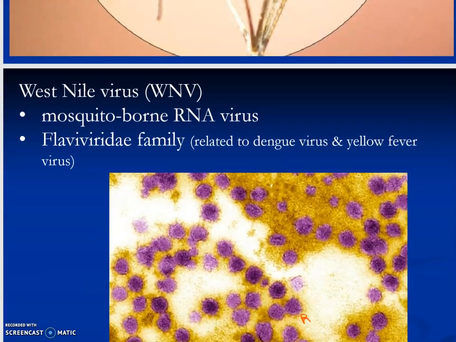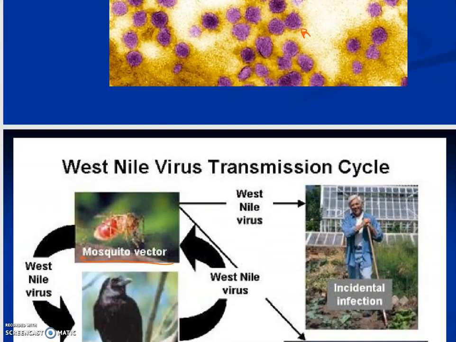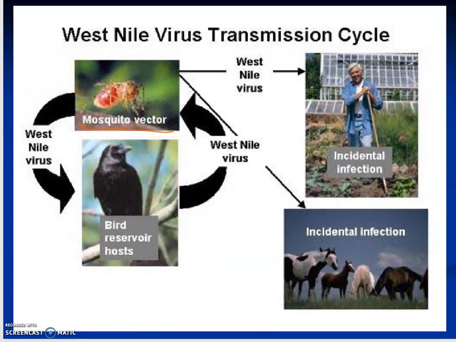And so the West Nile virus here is a mosquito-borne RNA virus. It's in the family of the Flaviviridae, just like the other ones, so related to dengue virus and yellow fever virus. Here's the West Nile virus transmission cycle, and there we have the mosquito as a vector, as usual, and birds are reservoirs and hosts for this virus.